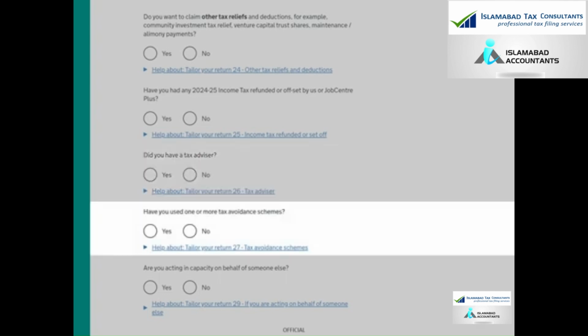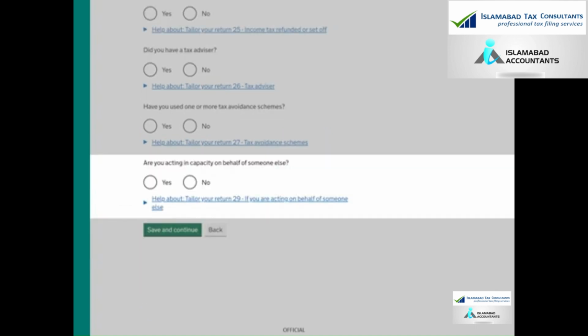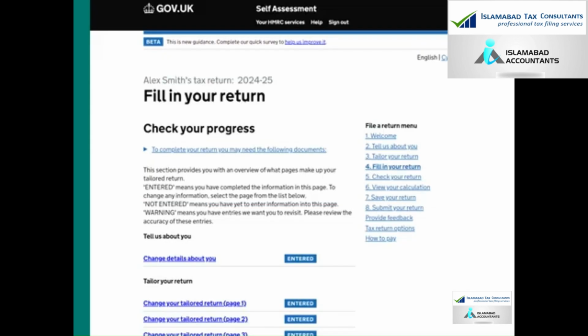The next question asks if you have used one or more tax avoidance schemes. Please read the Help About guidance before answering. If you do not tell HMRC about the scheme that must be disclosed, you could be charged a penalty. The final question asks if you are acting in a capacity on behalf of someone else. You would only answer yes to this question in exceptional circumstances. Please read the Help About guidance to find out more about who should answer yes.